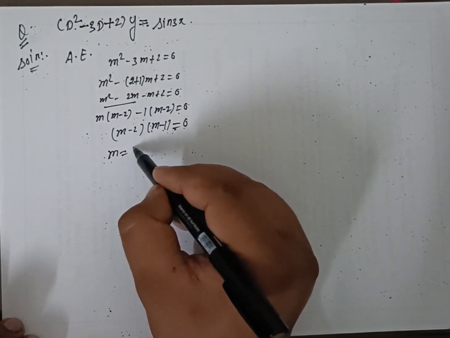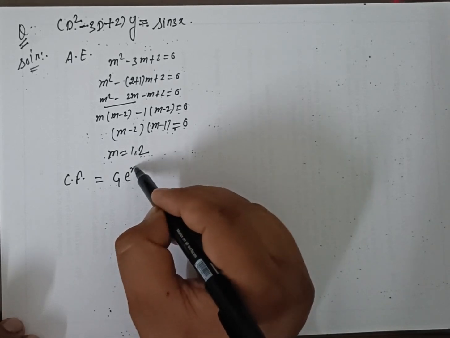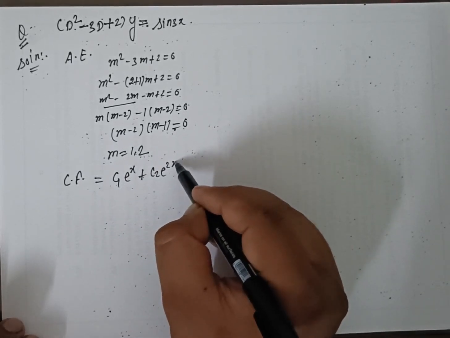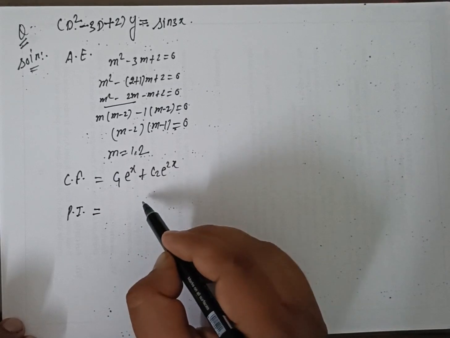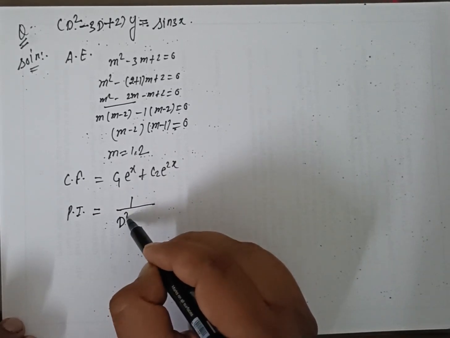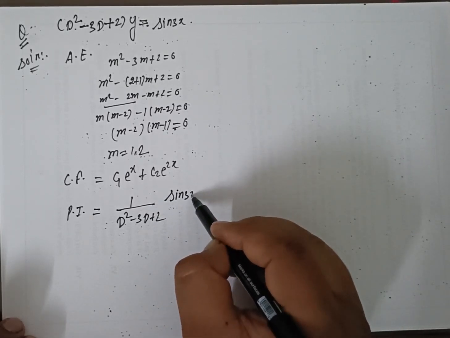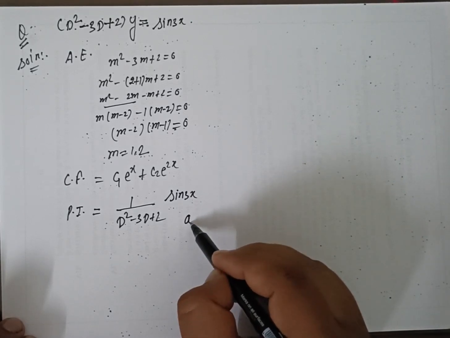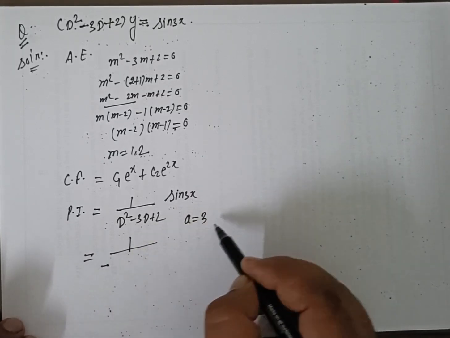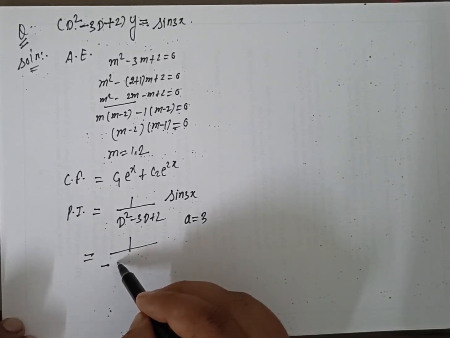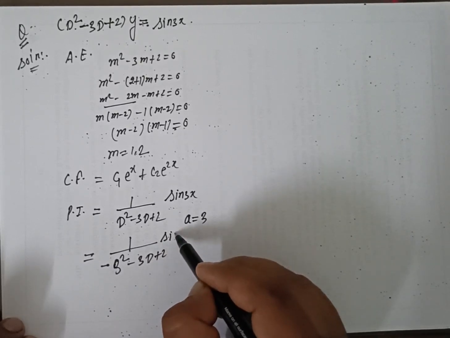And we have the two roots which are distinct and real. The complementary function will be decided as c1 e to the power x plus c2 e to the power 2x. So what about the PI? Obviously PI will be calculated as 1 upon D square minus 3D plus 2. For such type of questions, you have to work smartly. We have here the value of a as 3, and we need to replace D square with the negative sign of 3 square, minus 3D and plus 2, sin 3x.